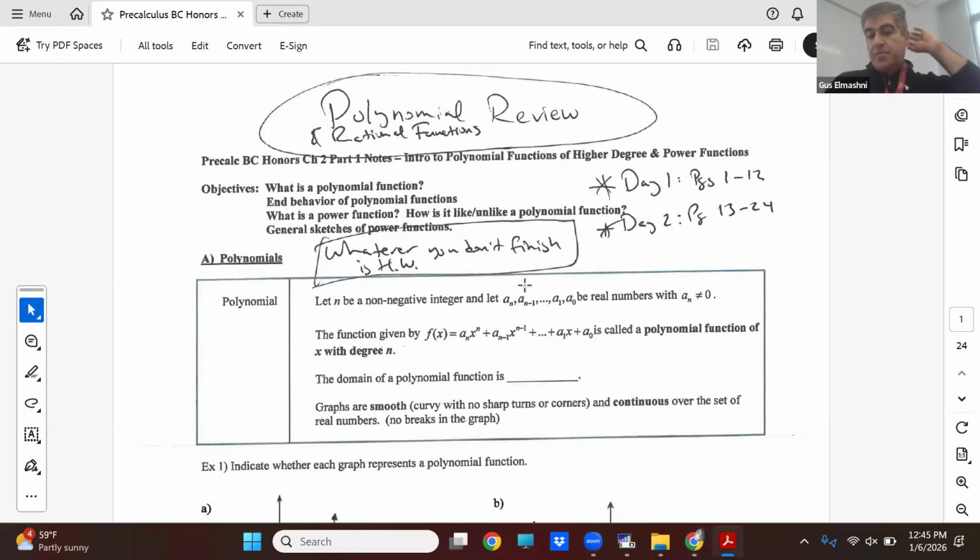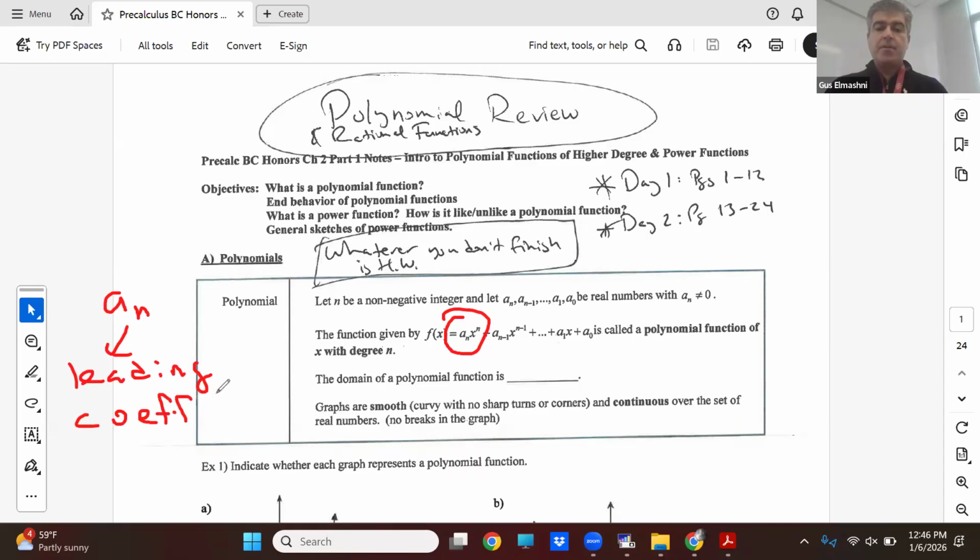Okay. What is a polynomial function? You guys should be able to recognize that a polynomial function is simply a bunch of powers where the exponents are whole numbers. That's very important. In the general form, a sub n times x to the n power, a sub n is what we call the leading coefficient, because it's next to the term with the highest exponent. So n we call the degree of the function.